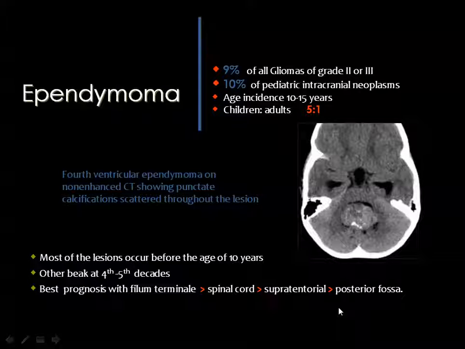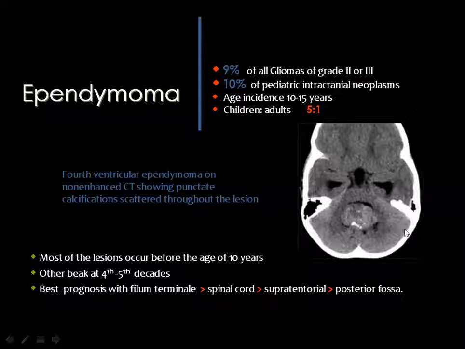Then we'll start with one of the famous intraventricular tumors, which is the ependymoma. The ependymoma represents about 9% of all gliomas, and it also represents 10% of the pediatric intracranial neoplasms, and is relatively more common in children than in adults, and the usual age of incidence is between 10 to 15 years.